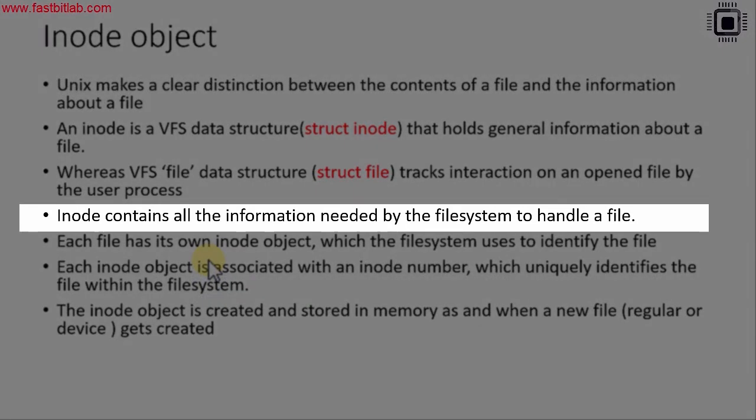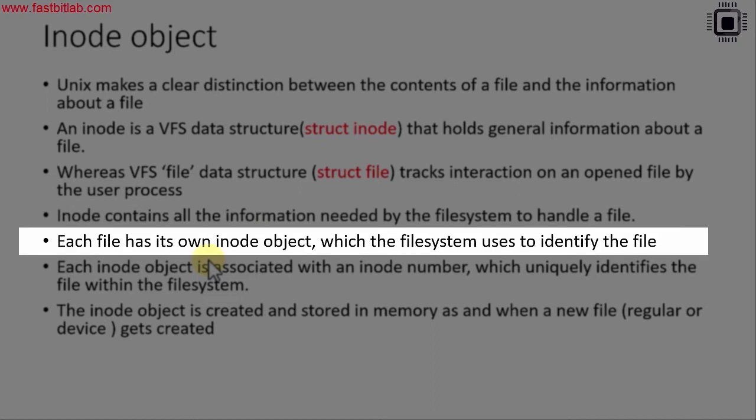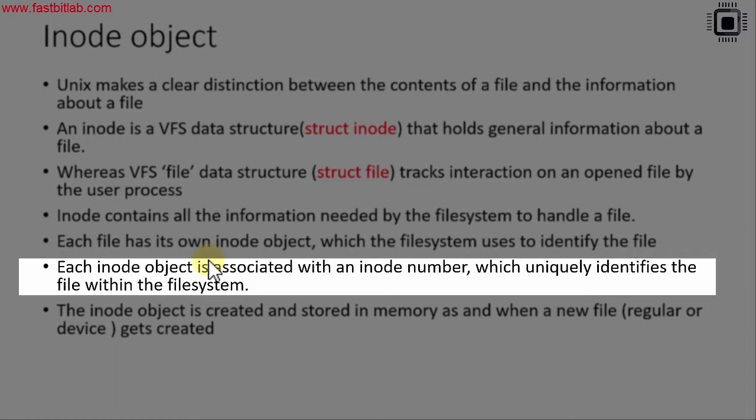Inode contains all the information needed by the file system to handle a file. Each file has its own inode object, which the file system uses to identify the file. Each inode object is associated with an inode number, which uniquely identifies the file within the file system. Basically, the VFS identifies a file using an inode number, not its file name.